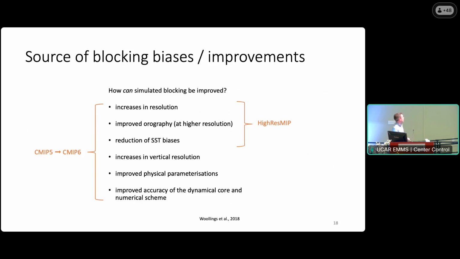So in HighResMIP, we still mix a few things. We mix resolution, but through the resolution, we get a better representation of orography, and we also get a reduction of SST biases. So I want to pick this last point up, the reduction of SST biases, show an example of that, and then show a few examples for these other things that can be done and have been done to improve blocking in models.